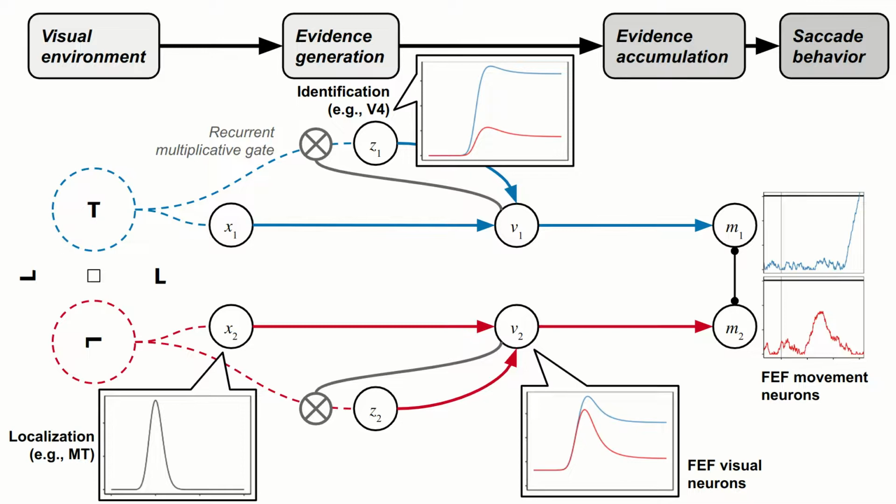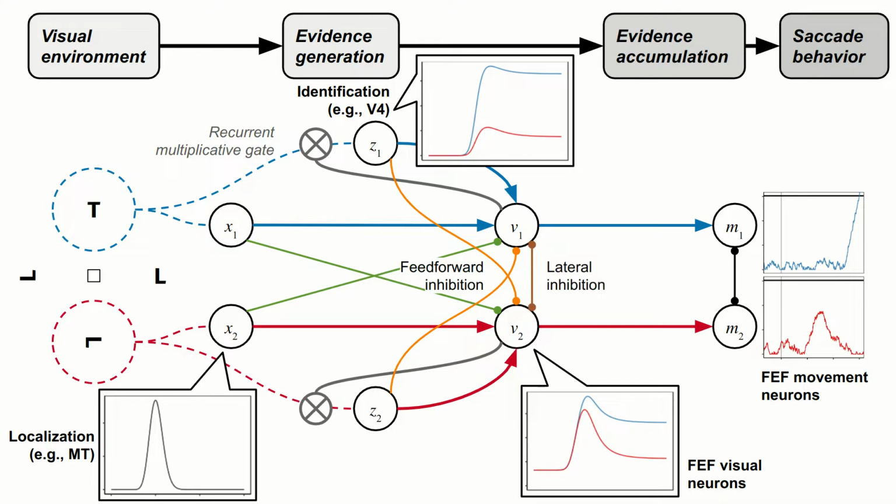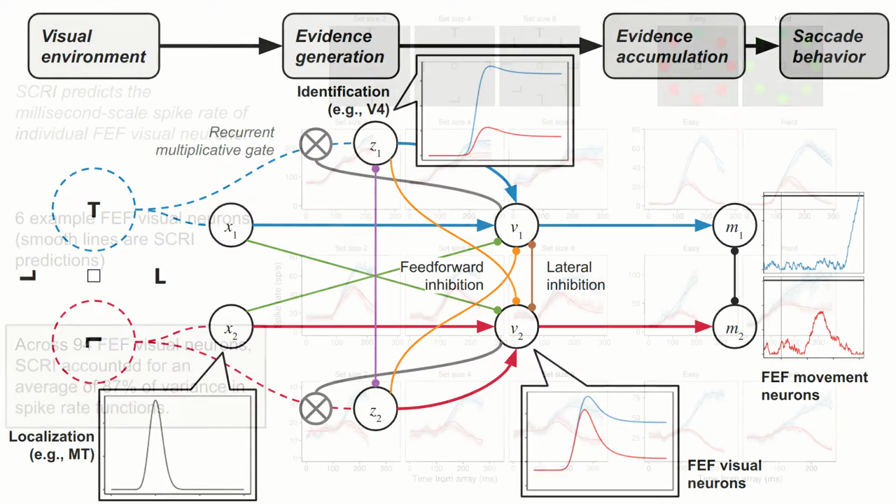In addition to these excitatory connections, feed-forward and lateral inhibitory connections can act to amplify differences in activity between neurons to help resolve the competition between potential saccade endpoints. By exciting movement neurons, FEF visual neurons act to construct a dynamic representation of salience evidence that is then accumulated by FEF movement neurons to drive the production of a saccade toward a selected target.